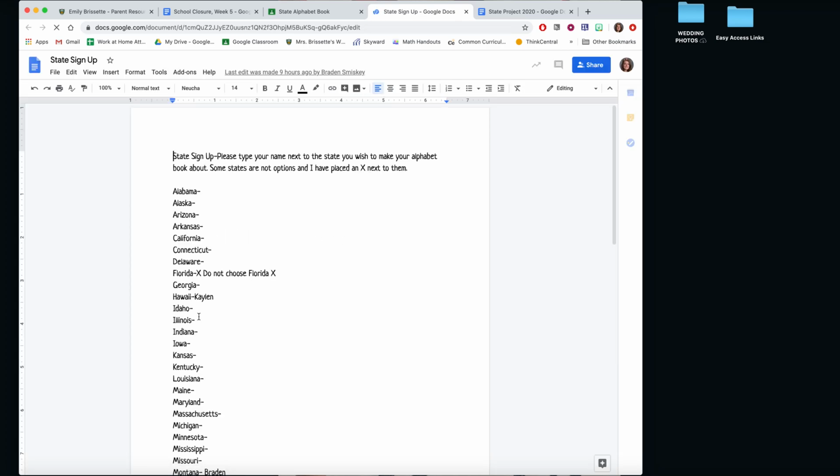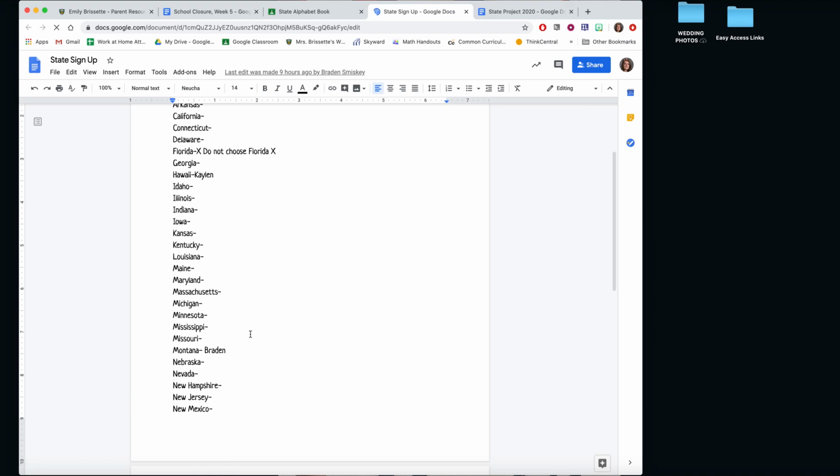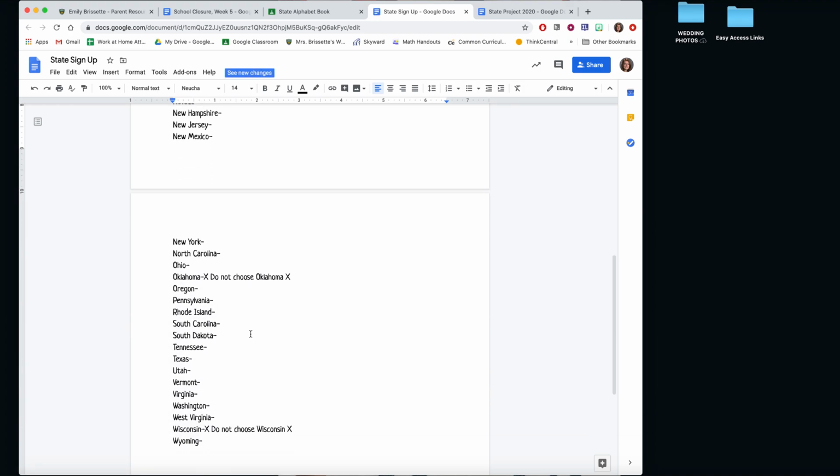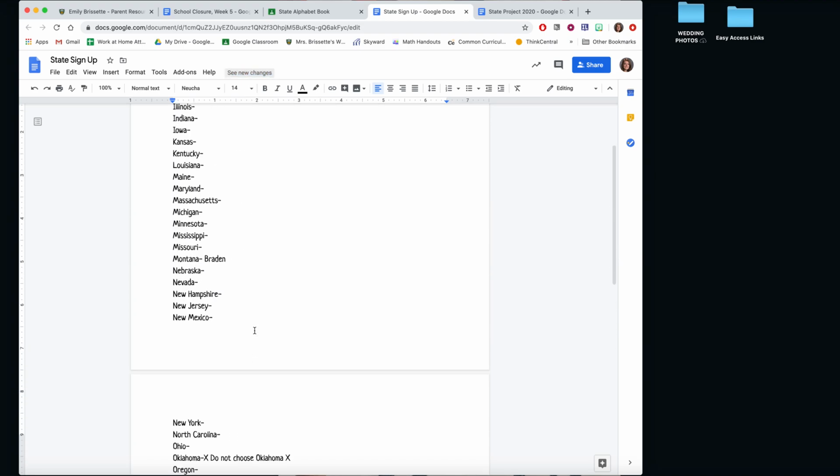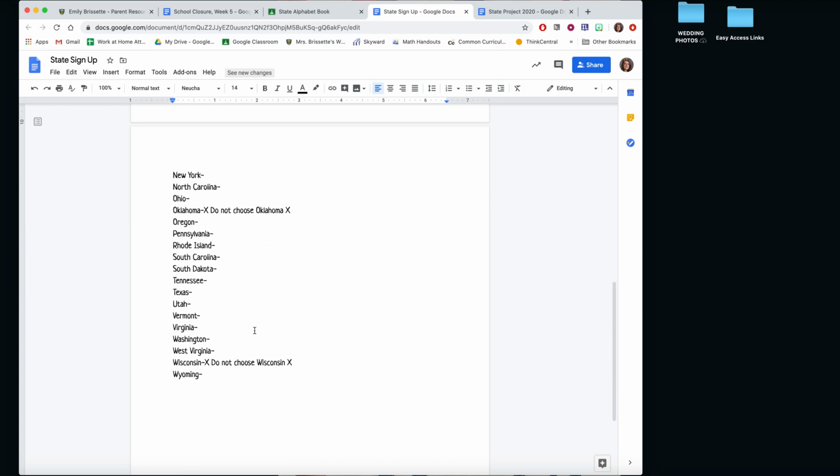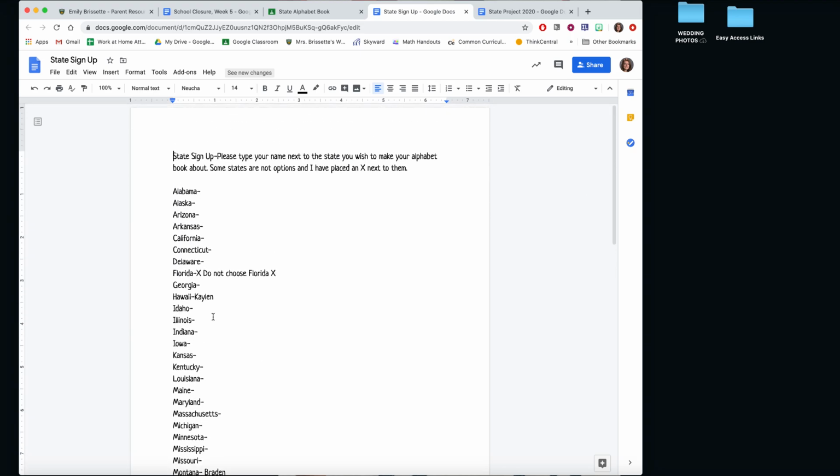So you can go ahead and add in your name next to the state you would like to do in order to pick your project. Obviously, because we have an example for Oklahoma and Florida, I don't want you to do those. And your entire curriculum in social studies last year was Wisconsin, so I'm not going to have you do Wisconsin. But any of the rest of them are yours to choose from.